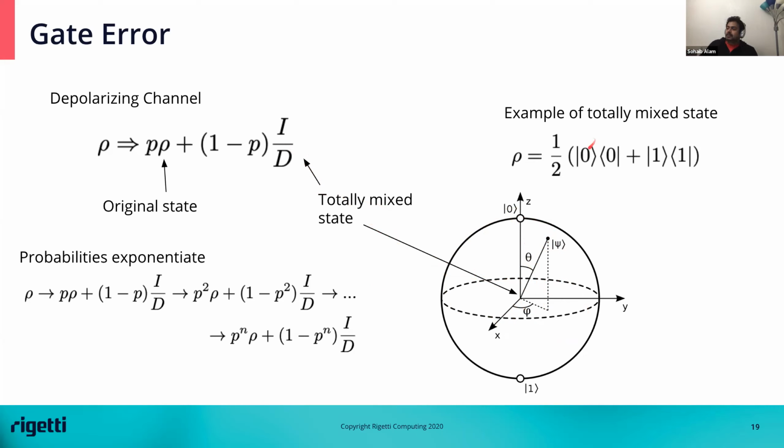You can see that this projector on 0 plus the projector on 1 basically comes out to be the identity, right? Because this is just a diagonal matrix. And of course, there are exact analogs for this in higher dimensions. You have the projector on the 00 state plus the projector on the 01 state plus the projector on the 10 state plus the projector on the 11 state. That will equal the identity, and then there's a factor of 1/4 there to account for the probabilities. And that's the totally mixed state in dimension 2, right?